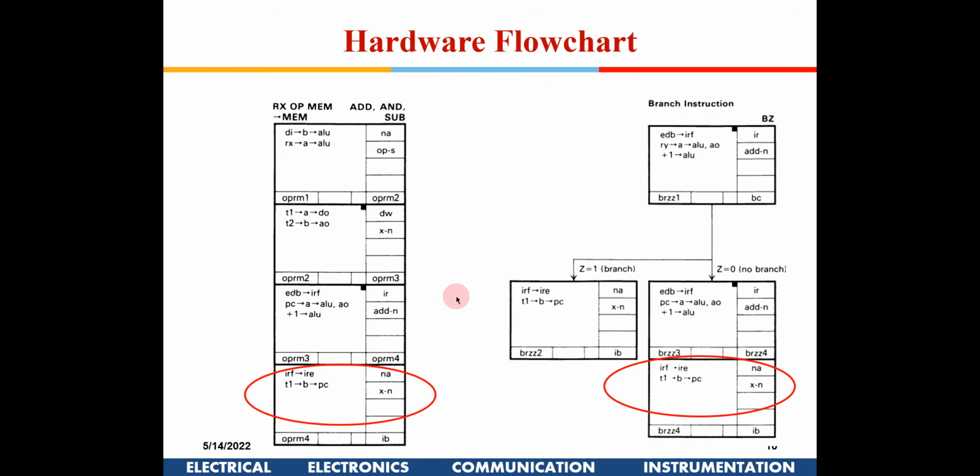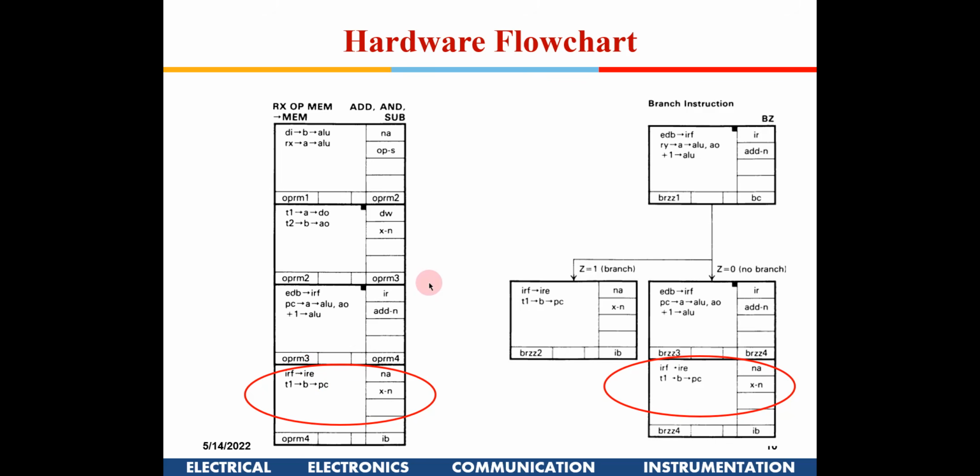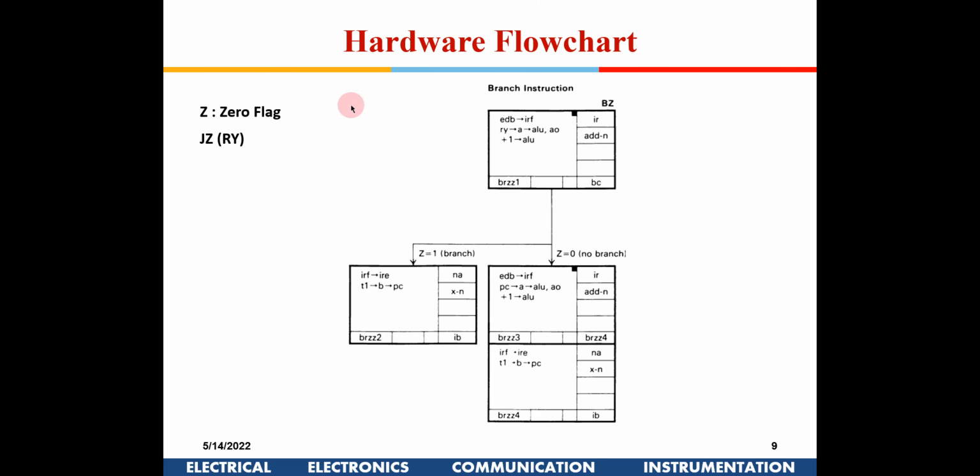Okay, so let me explain 1 or 2 more examples. Here, if you see, let me start from here. This is the branching operation, right? So in this branching operation, what we learned, this also we learned in the previous class.